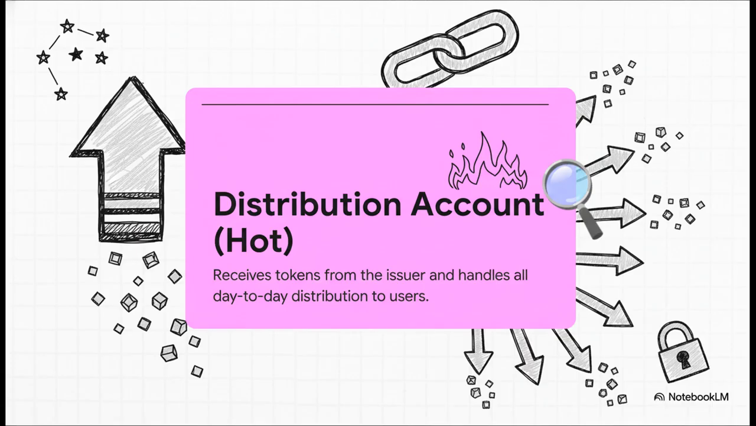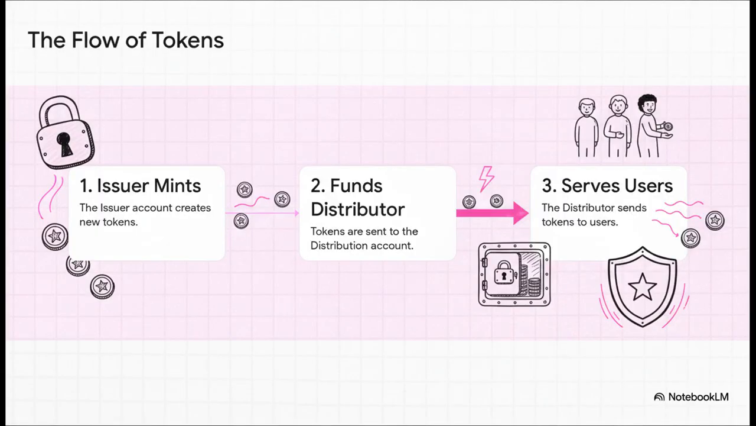Keeping these two separate is a huge security pro tip. What you get is this super clean, one-way street for your tokens. The offline issuer mints them, it sends a big chunk to the online distributor, and then the distributor sends them out to users. This setup is brilliant because it contains your risk. If your hot wallet ever gets compromised, the attacker can't mint new tokens. The master key is still safe and sound offline.